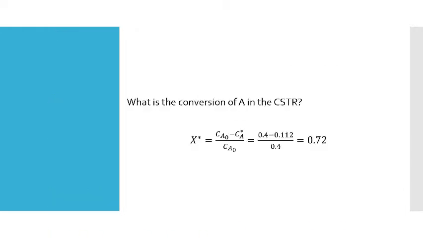Then we can calculate the conversion of A in the CSTR with the equation X equals Ca0 minus Ca star over Ca0, which gives a conversion value of 0.72 in the CSTR.